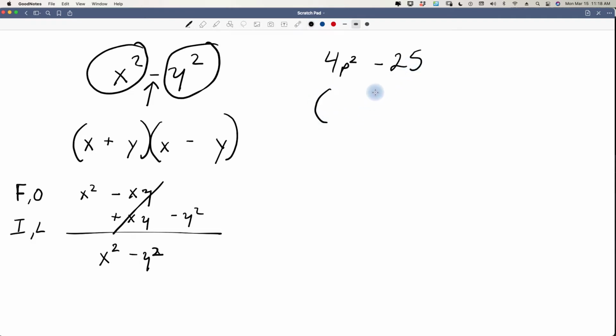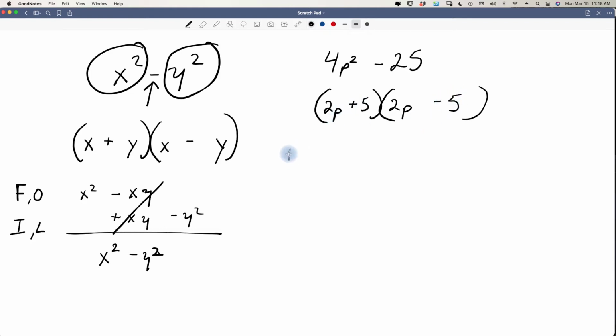So we do two sets of parentheses. 4p squared, what do we multiply by itself to get that? 2p, correct? 2p times 2p is 4p squared. So we put 2p as our first term. And then we have 5 times 5. Well, one's going to be positive and one's going to be negative.